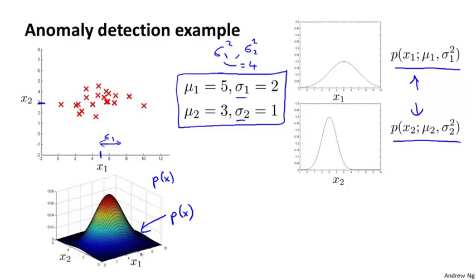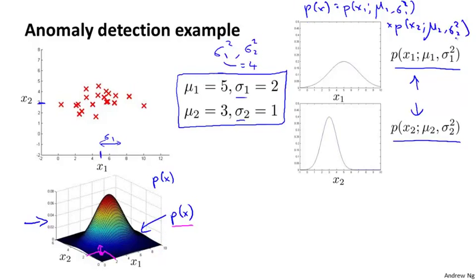is at a particular point. So given particular x1, x2 values, if x1 equals 2, x2 equals 2, that's this point, and the height of this 3D surface here, that's p of x. So p of x is the height of this plot. This is literally just p of x1 parameterized by mu1 sigma squared 1 times p of x2 parameterized by mu2 sigma squared 2. So this is how we fit the parameters to this data.